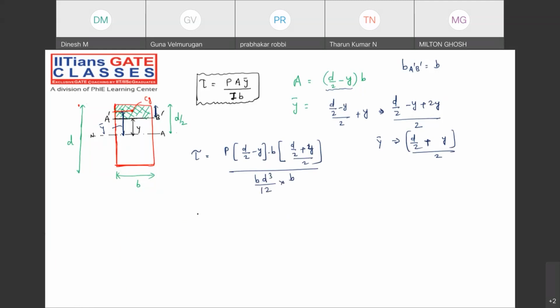So what will be the values of tau? A minus b, a plus b, a square minus b square. That is going to be a square minus b square. B and b will cancel out. 2 and 2, that is 6p divided by bd cubed into d by 2 whole square minus y square. This is my tau value.